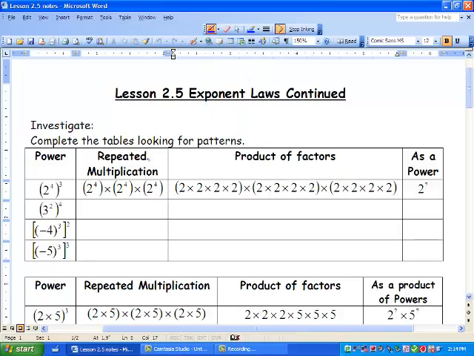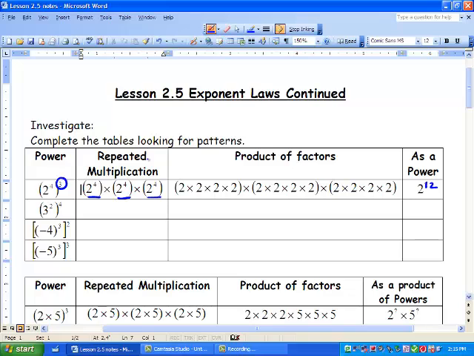We've got 2 to the 4 to the exponent of 3. Well, what does that mean? Well, it means that we have 2 to the 4 times 2 to the 4 times 2 to the 4. We have 3 of them. If we wrote that as a product of factors, it would look like this. 2 times 2 times 2 times 2, that's 4 of them, and then times 2 times 2 times 2 times 2, and that's another 4, and then 2 times 2 times 2 times 2, and that's another 4. How many 2's do we have altogether? If we count them up, we get 12. And you'll notice that if we multiply 4 by 3, we get 12.